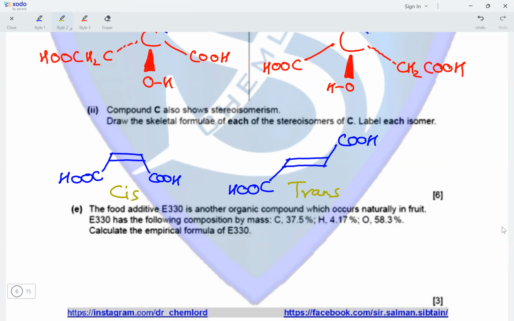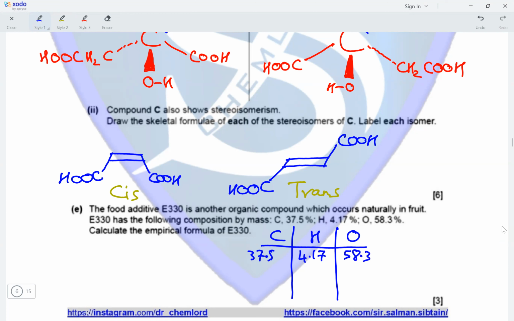The food additive E330 is another organic compound which occurs naturally in fruit. E330 has the following composition by mass of carbon, hydrogen, and oxygen. Calculate the empirical formula. So we would be needing the percentages. So carbon, hydrogen, oxygen. Percentage of carbon is 37.5. Percentage of hydrogen is 4.17. Percentage of oxygen is 58.3.